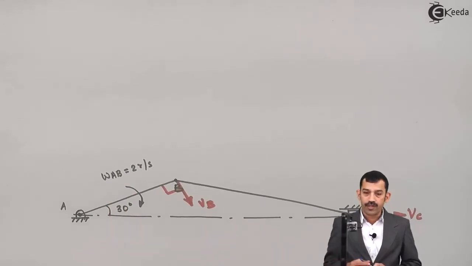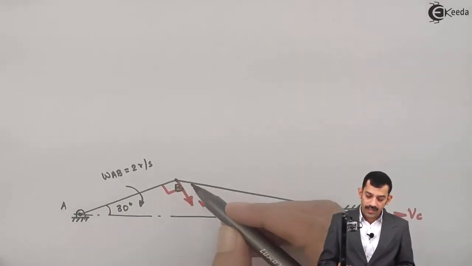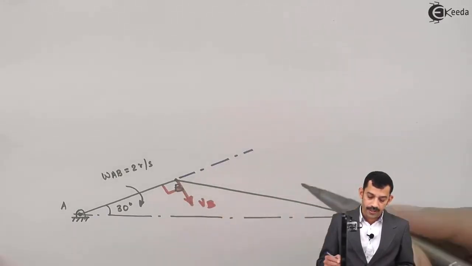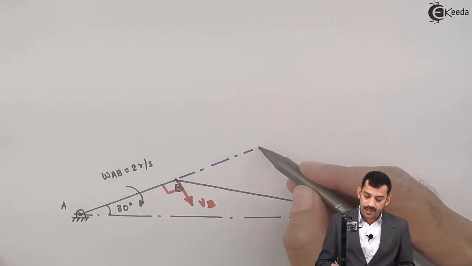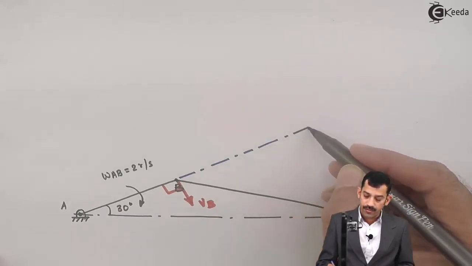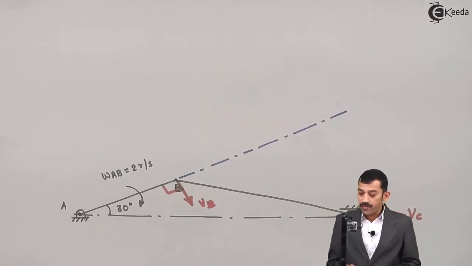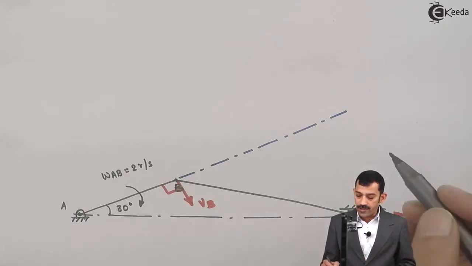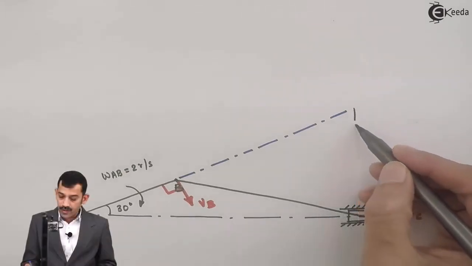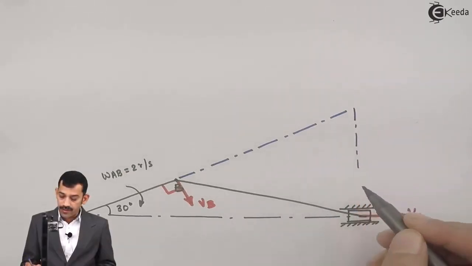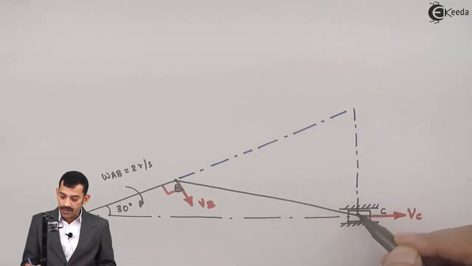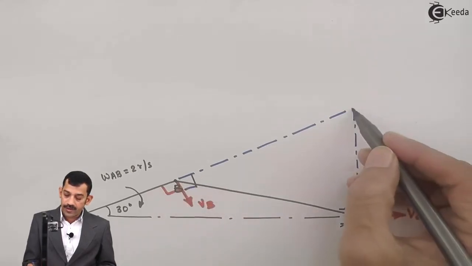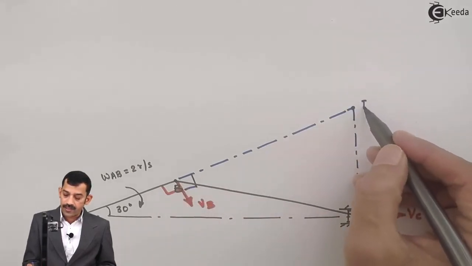Now to locate the ICR of link BC, we draw perpendiculars to VB and VC. If we draw a perpendicular to VB, we get the same line AB, a continuation of the same line AB, because VB is already perpendicular to AB. Perpendicular to VC: VC is horizontal, so the perpendicular to VC is a vertical line. The point of intersection of these two perpendiculars represents the ICR.